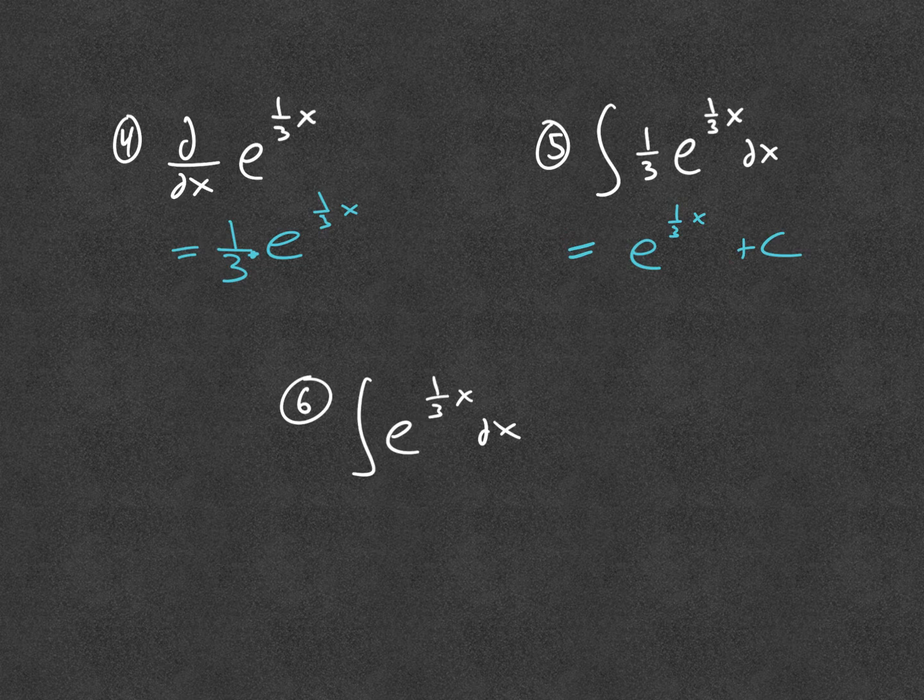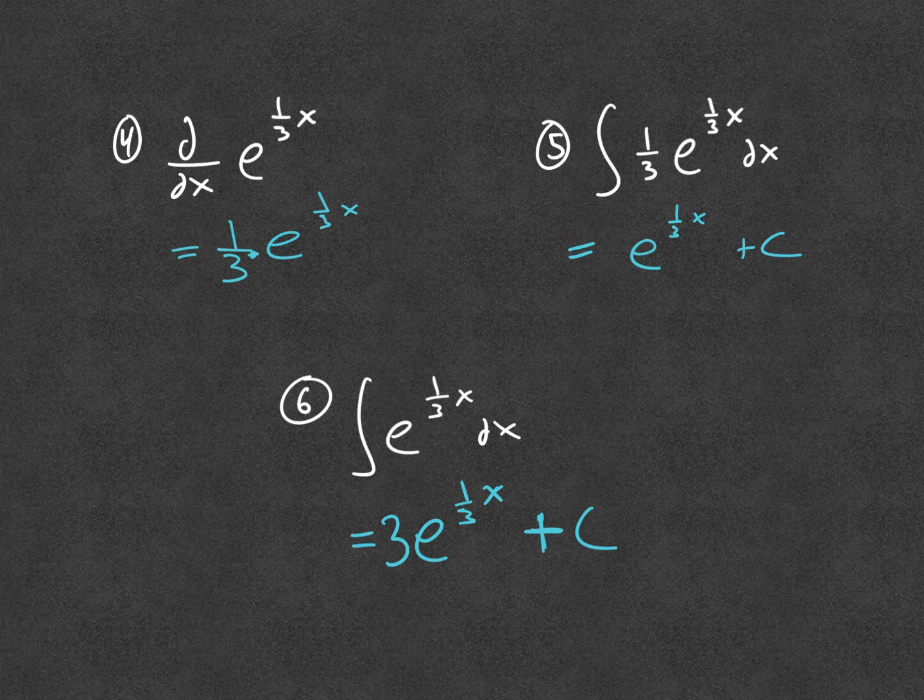Well, we had to undo it, so kind of dividing by 1/3, which is really multiplying by 3. So for number 6, that would give me the antiderivative of e to the 1/3 x. Now I don't have that original 1/3 coefficient. It's still going to be itself. The antiderivative rule for e to the x is just itself. But since I have that 1/3 coefficient, I have to undo the chain rule. So instead of dividing by 1/3, I would multiply by 3, meaning multiplying by the reciprocal, plus c.